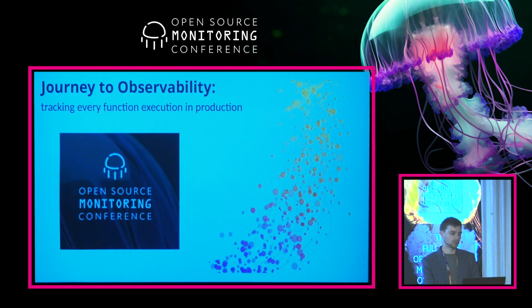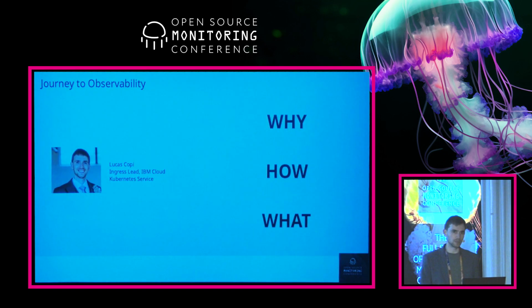Today I'm going to talk about me and my team's journey to observability in our services and how that enabled us to track every function execution in production. So a little bit about myself. I'm the Ingress lead for the IBM Cloud Kubernetes service, which includes Red Hat OpenShift on IBM Cloud as well as our hybrid IBM Cloud satellite offering.